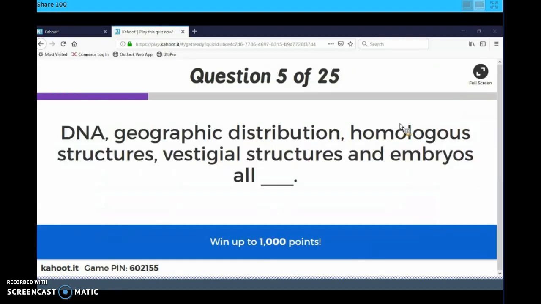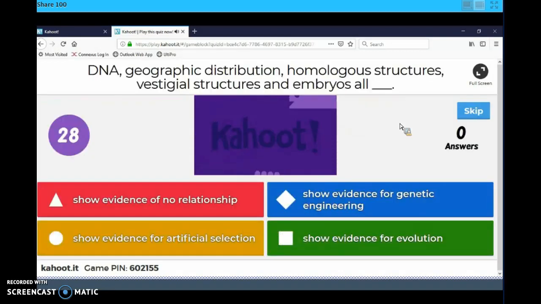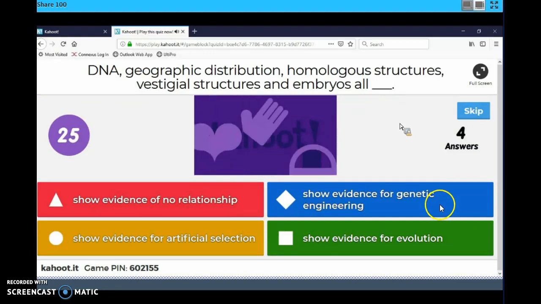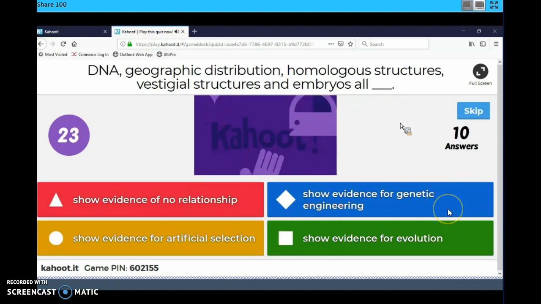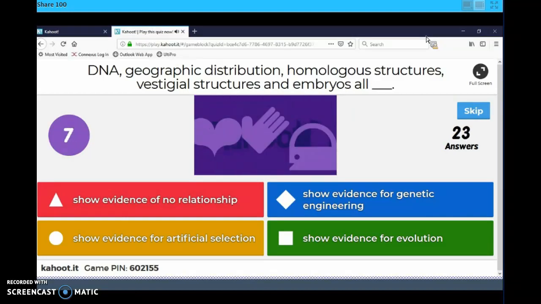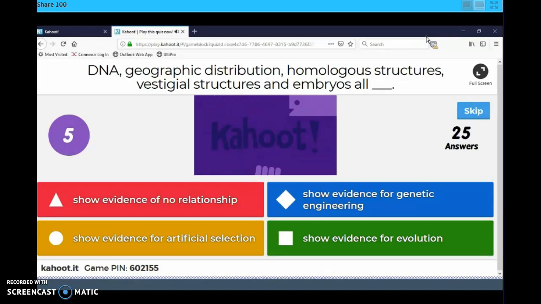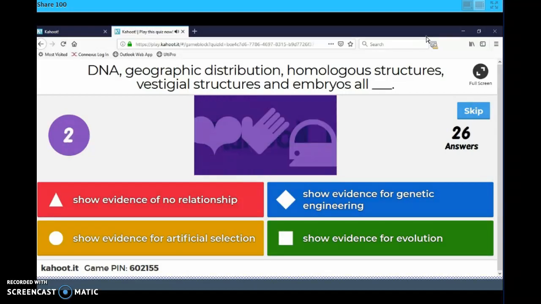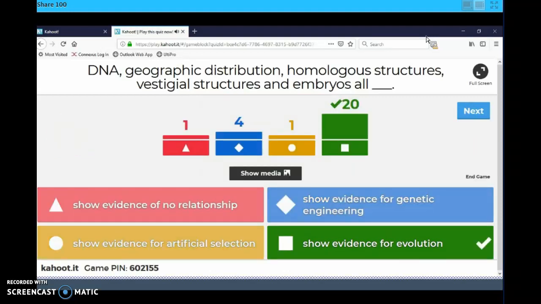All right, DNA, geographic distribution, homologous structures, vestigial structures, and embryos all do what? They all are types of evidence for evolution.